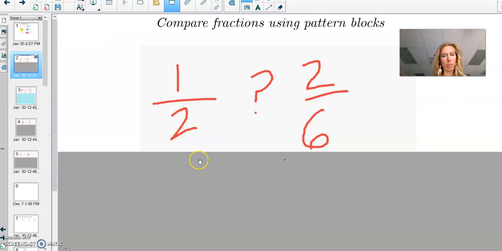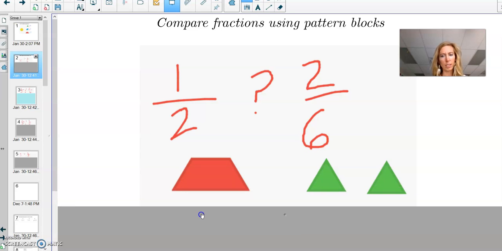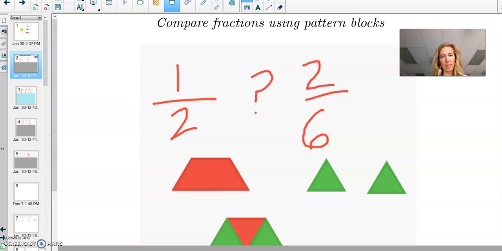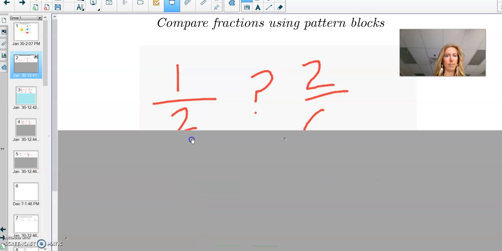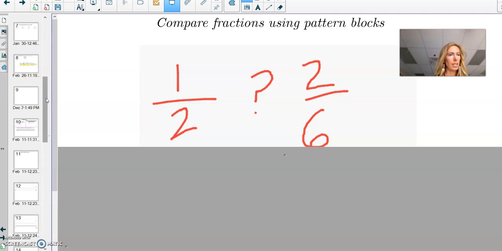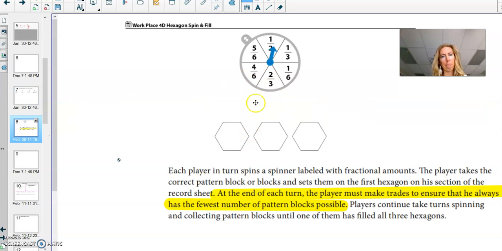And then we're going to start comparing fractional amounts by using our pattern blocks. So what's nice in this file from last year is that if you scroll down, I have the actual pieces they should have used to compare, and then I can put them together and show that the half ends up being more than the 2/6. And then if you go to the next day, you're just practicing again comparing fractions using those pattern blocks as a helper tool. And then there's a game, the hexagon spin and fill. This is in the math room also, and you can read through on how you play that game again.